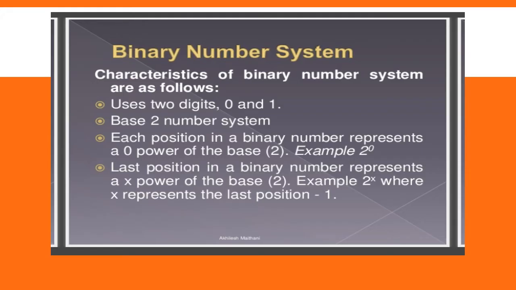Let us see characteristics of binary number system. It uses two digits, 0 and 1. Base 2 number system. Each position in a binary number represents a power of the base 2, for example 2 raised to 0. The last position in a binary number represents an x power of the base 2, for example 2 raised to x, where x represents the last position.